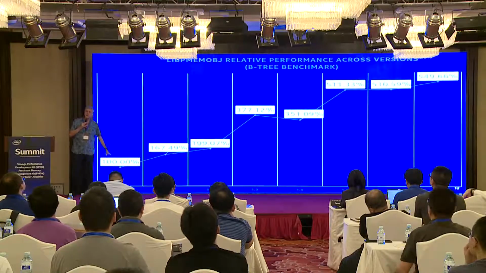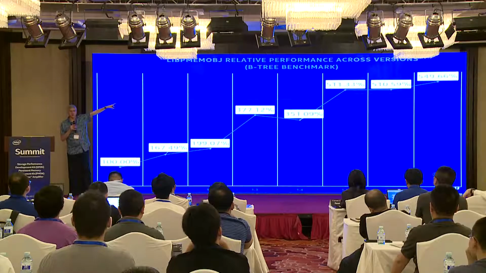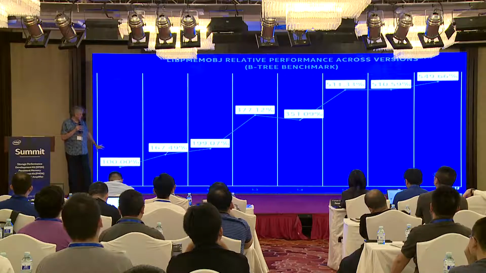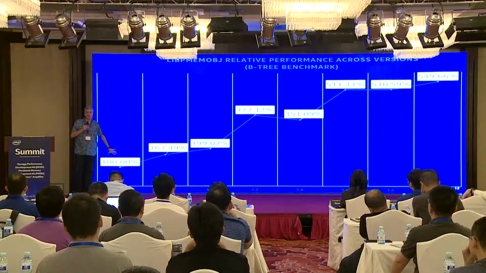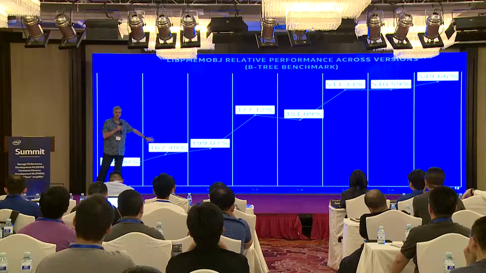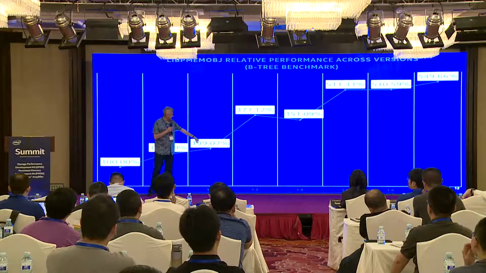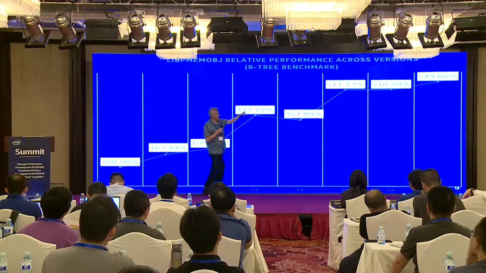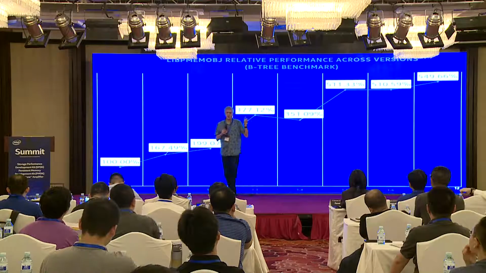So if you look at the performance of a B-tree built using our library, libpmemobj, we've got a benchmark, and we just arbitrarily call that 100% performance. You can see with each version of libpmemobj over the years, about 3 years, that we've improved that B-tree performance pretty significantly. We had a couple of setbacks, but this is a really important point.